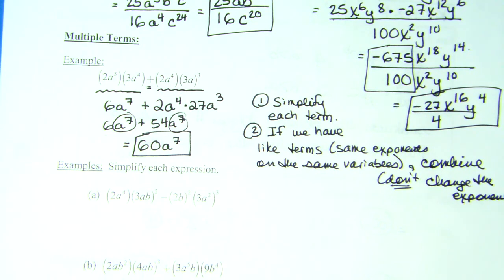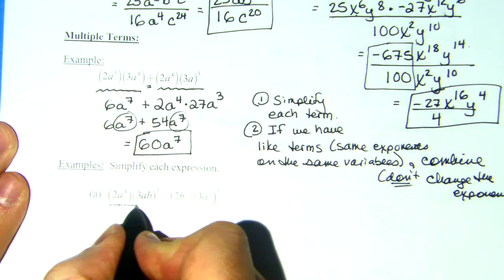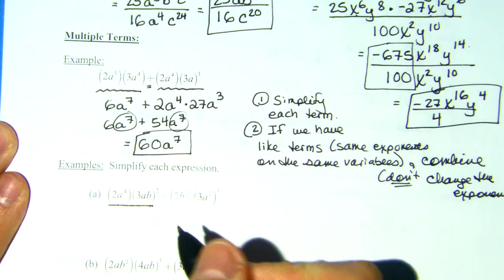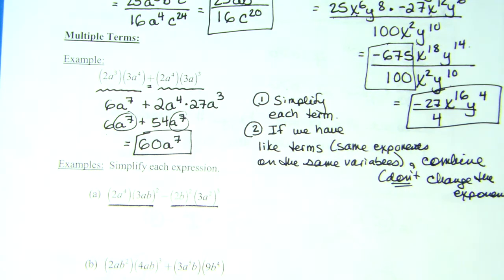So let's take a look at a few examples of these. Can you please simplify the first term and simplify the second term? Then together we'll see if we have like terms. If so, we'll combine them. If not, we're just going to be done. Take a moment, see what you can do.